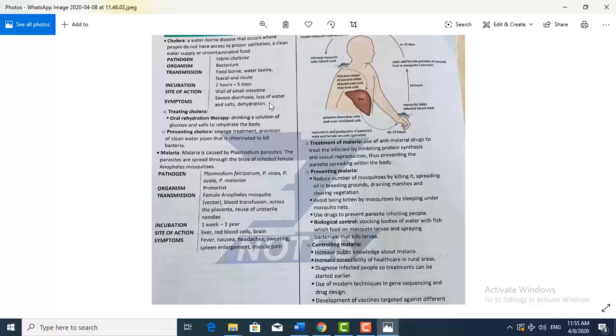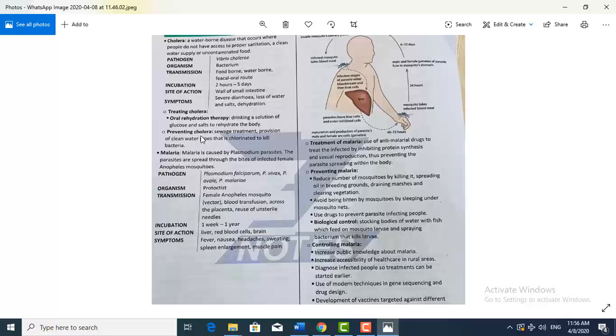Okay, since we have dehydration, what is the cure? How do I cure this patient? Treating cholera, the major thing that I need to focus on is dehydration, so I have to rehydrate. Oral rehydration therapy means drinking a solution of glucose and salts to rehydrate the body. Whatever the body lost, we have to regain it back again.